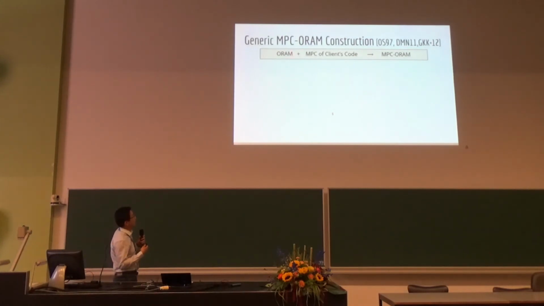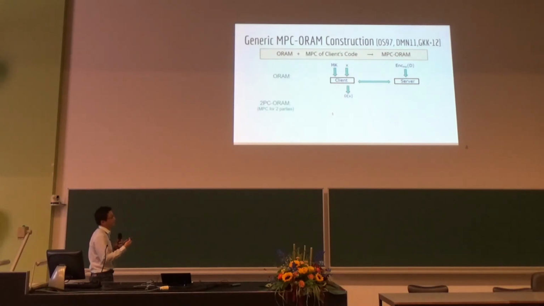So let's say we have a client-server ORAM, and if we do MPC on the client's algorithm, then we will get an MPC ORAM. The example is that here we have a client with the master key, and a server with the data encrypted under the master key. Now, if the client provides some address X, then through the ORAM protocol, the client can get the data at address X. So now we want to construct MPC ORAM for two parties.